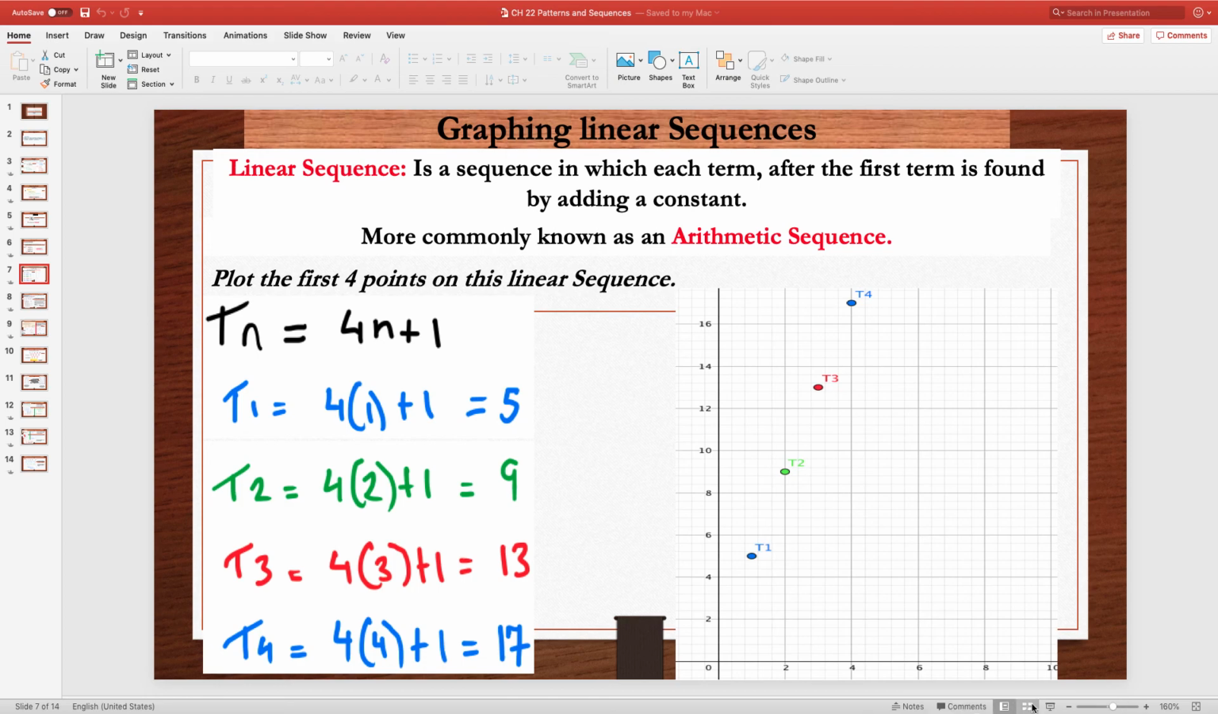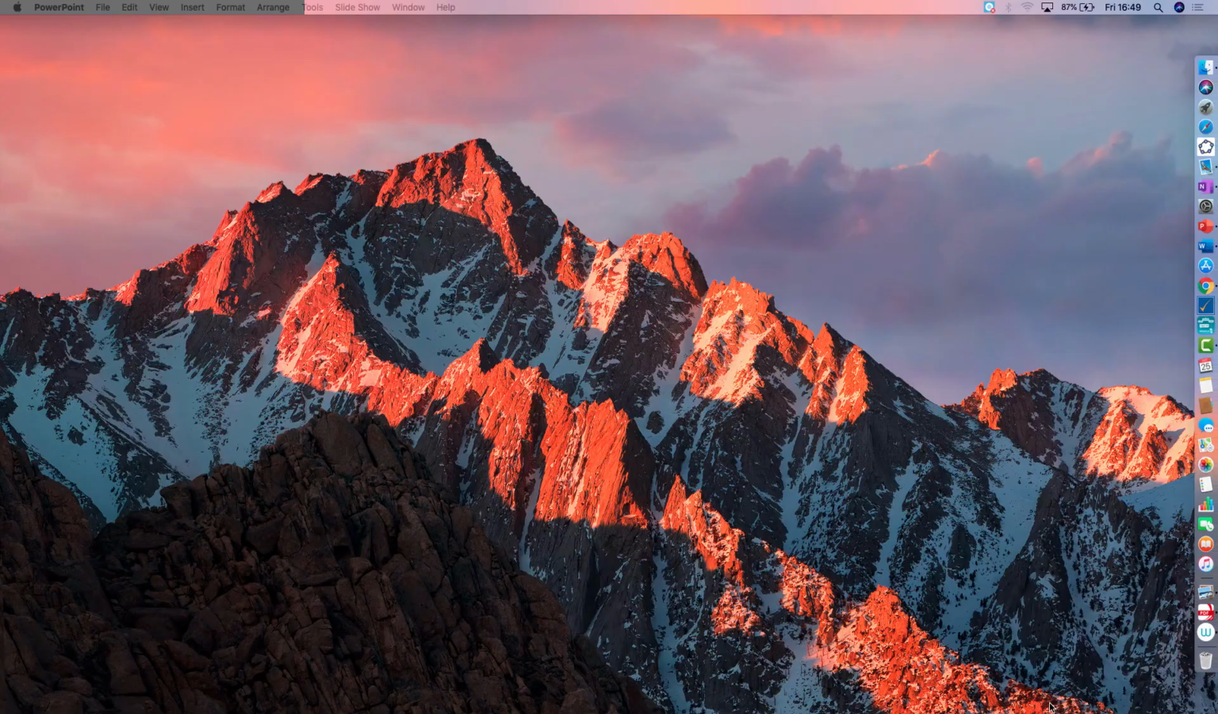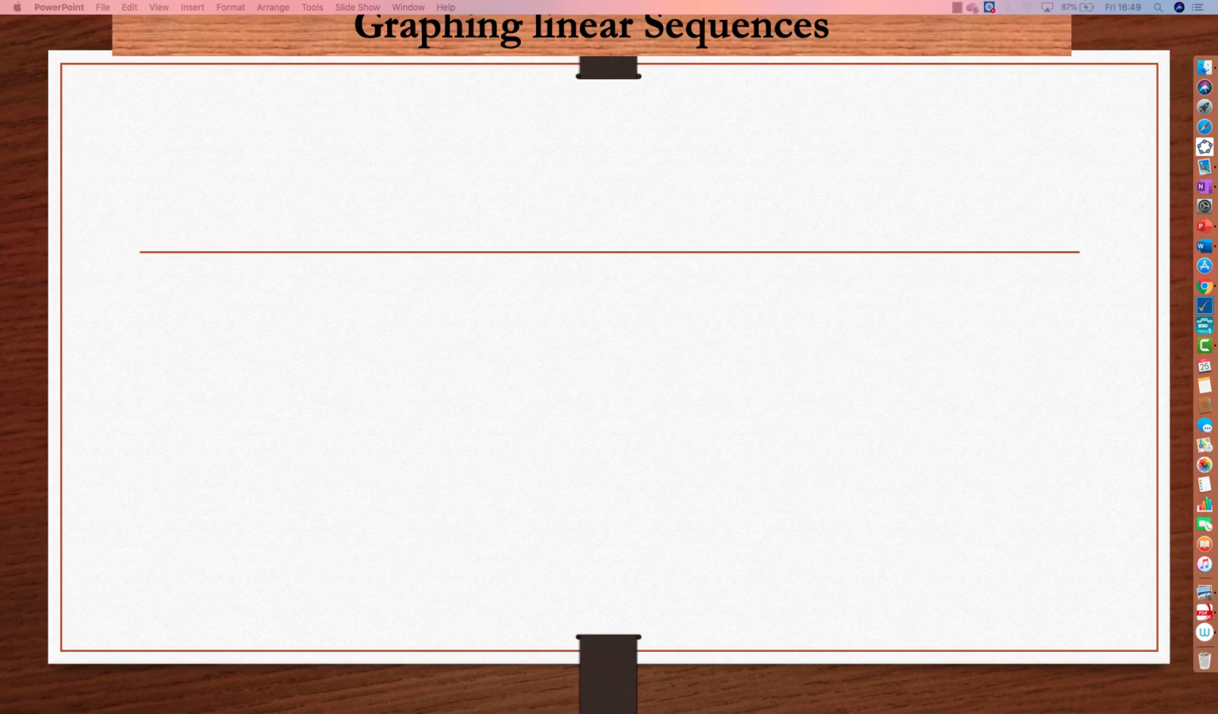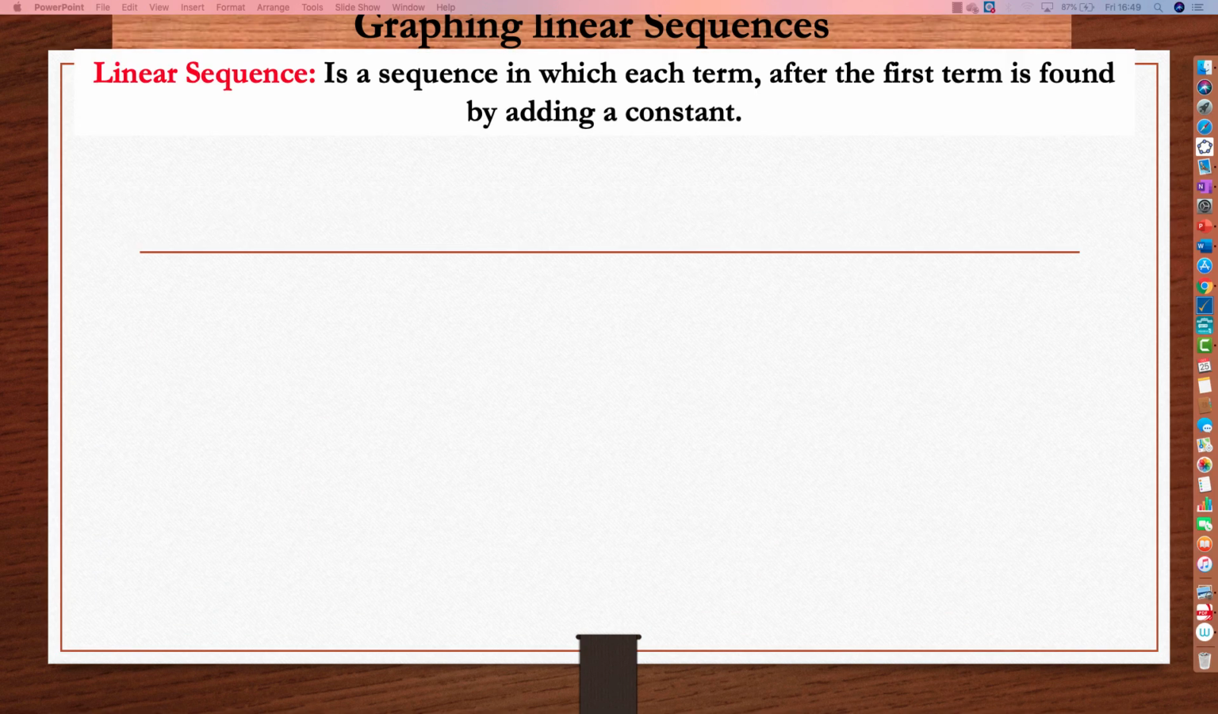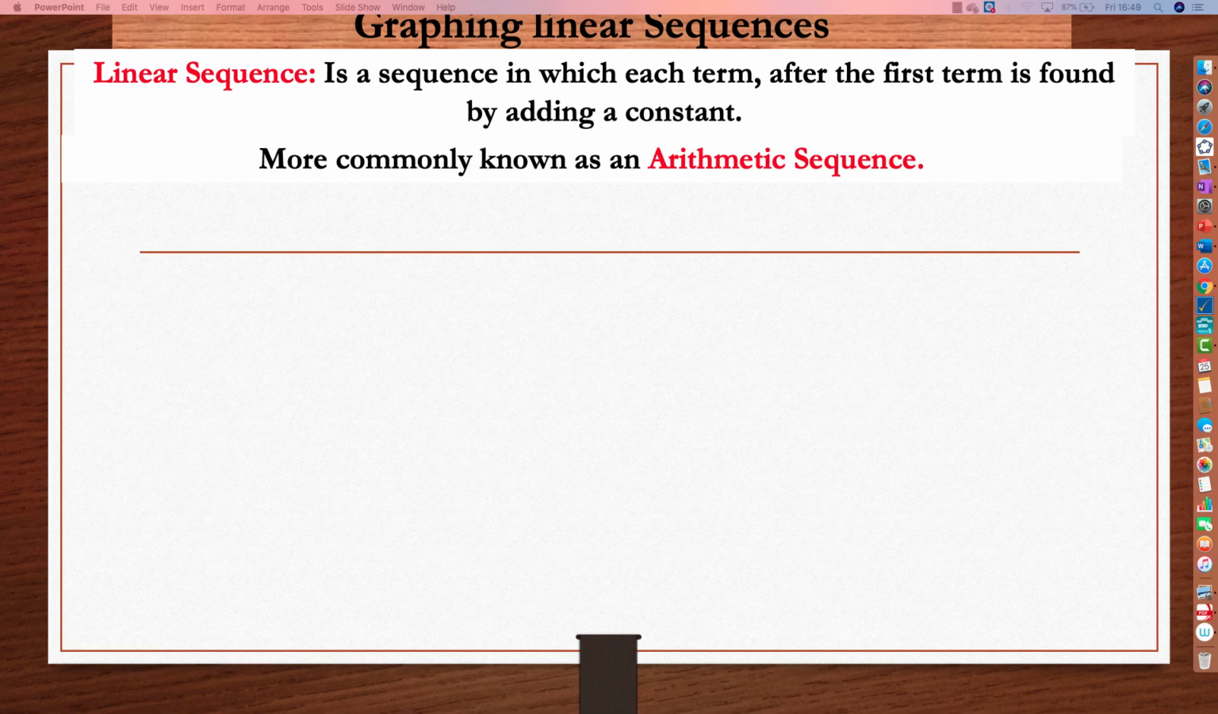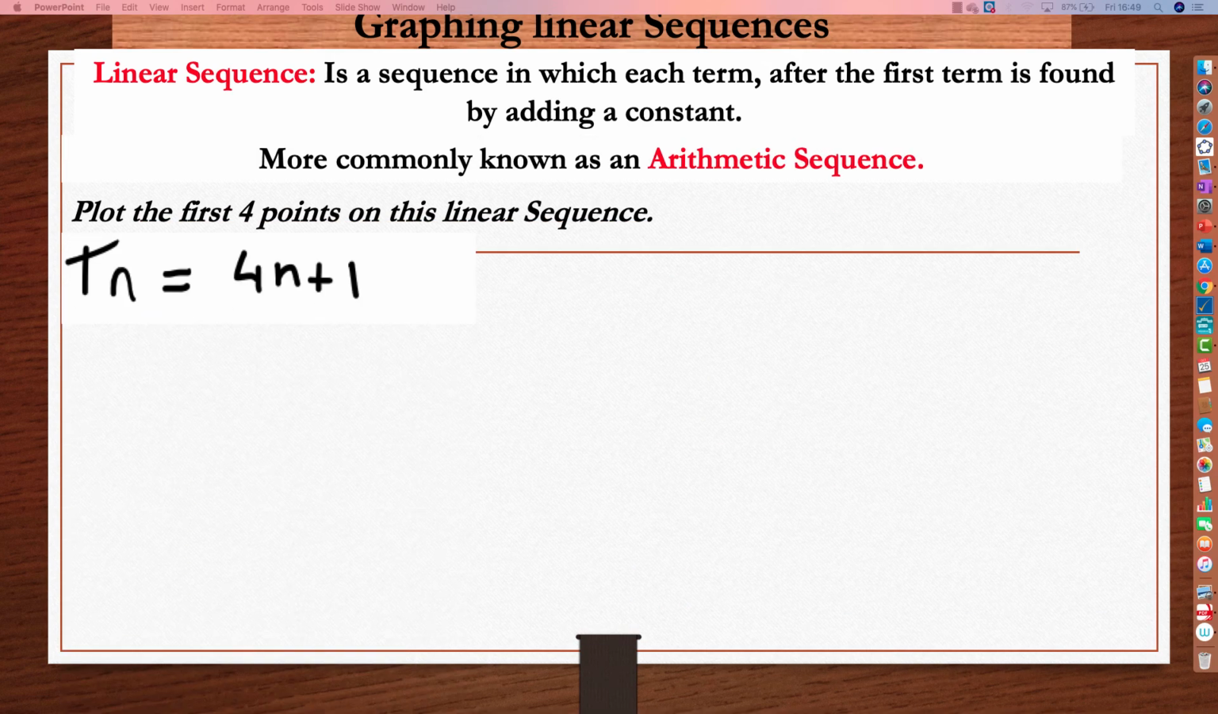Next little thing on this is plotting the points. A sequence in which each term after the first term is found by adding a constant. So it's a linear sequence. So Tn, this is our general rule, alright? Remember our general rule we were doing in the last session? Tn equal to 4n plus 1.